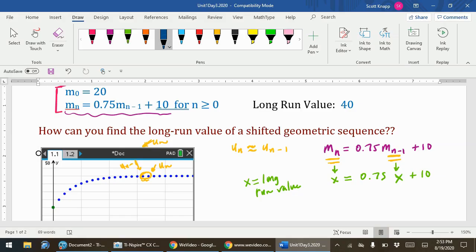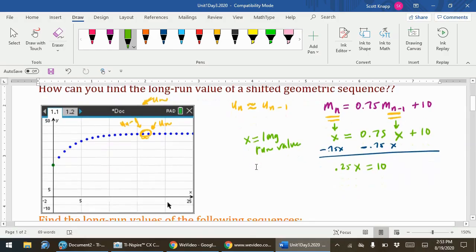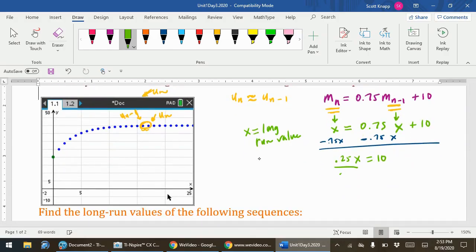And the solving steps here, it may not be so clear, but if you've got variables on both sides, let's get all variables to one side. So I'm going to subtract 0.75x from each side, and that will give me 0.25x equals 10. Then if I divide each side by 0.25, I find that my long run value is exactly what we found using our calculator, x equals 40.